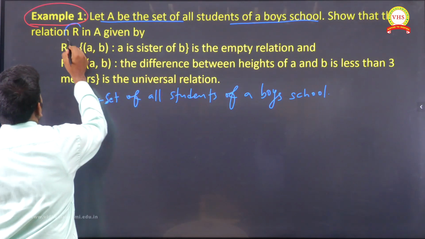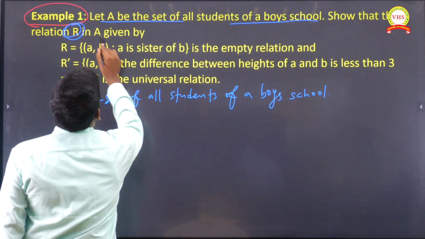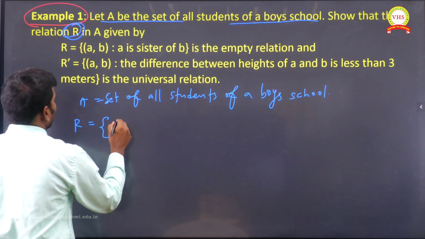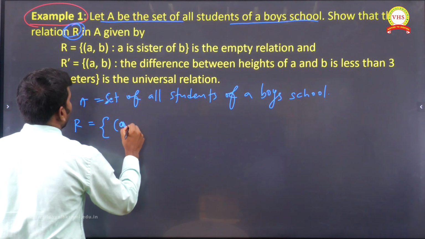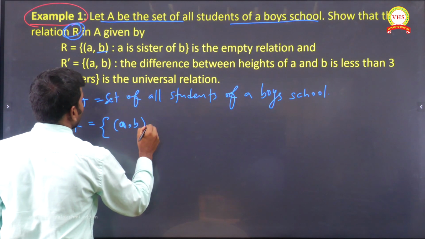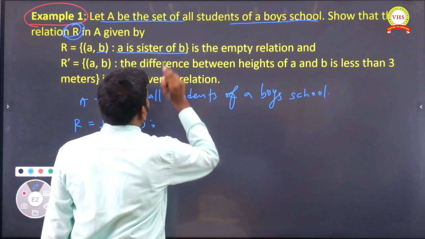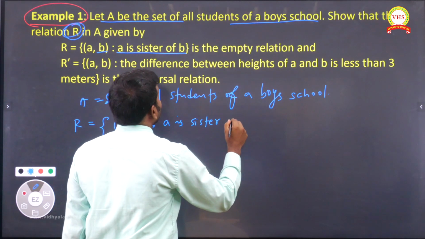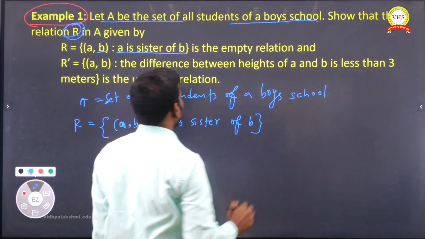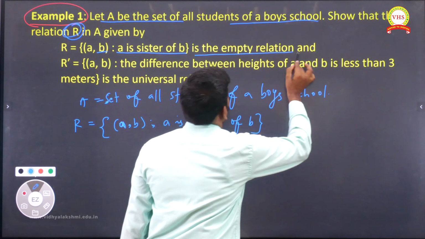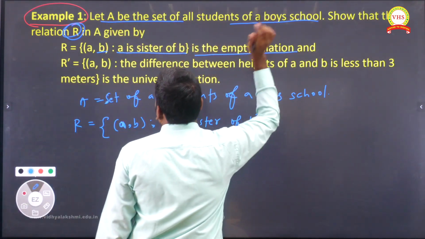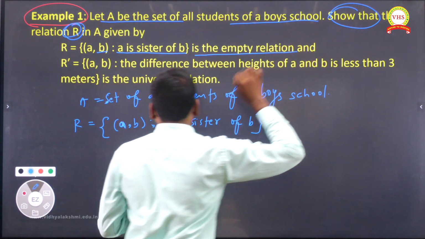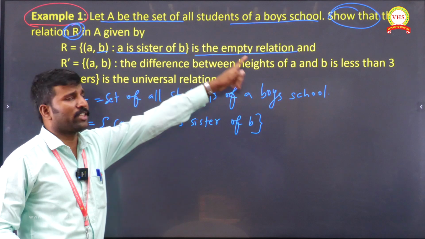Show that the relation R in A is given by R is equal to (a, b) such that a is a sister of b. If you take it like that, it will be an empty relation. That is what we want to show. They are asking us to show that it will be an empty relation.